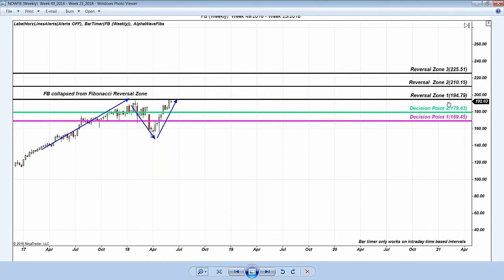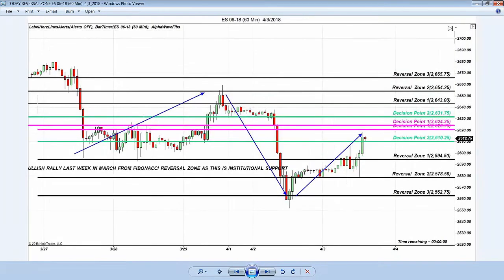No algorithmic trading involved. And this was S&P on April 3rd. Do you remember S&P collapsing from reversal zone? Exact same formula as Facebook now.